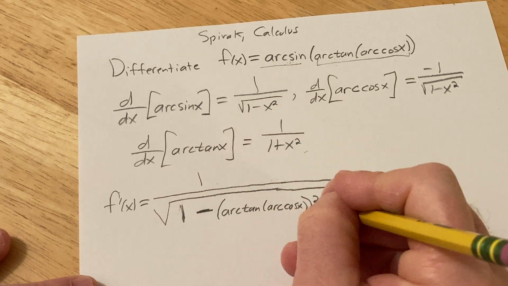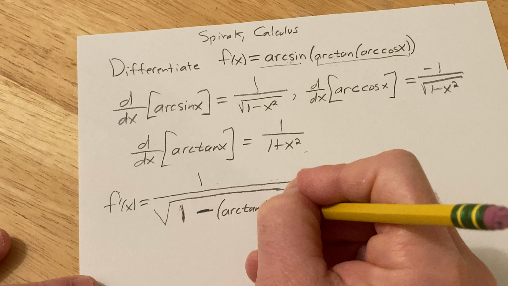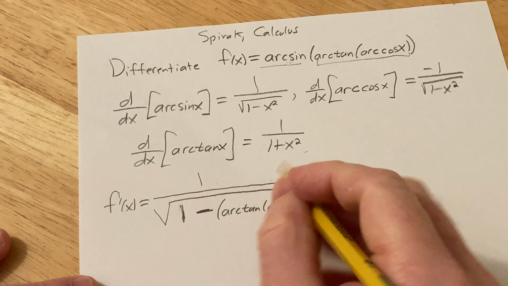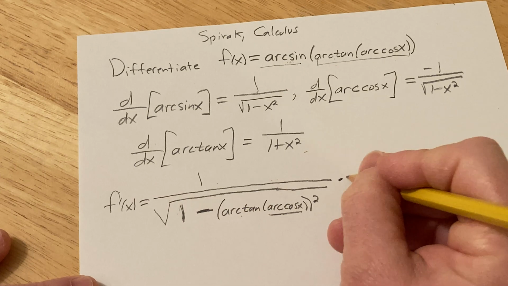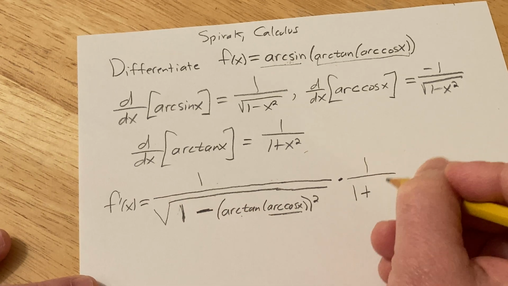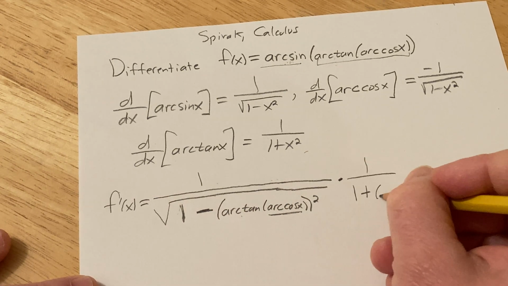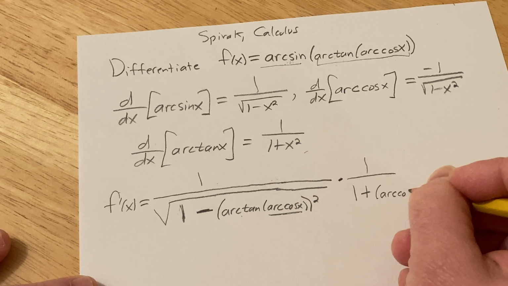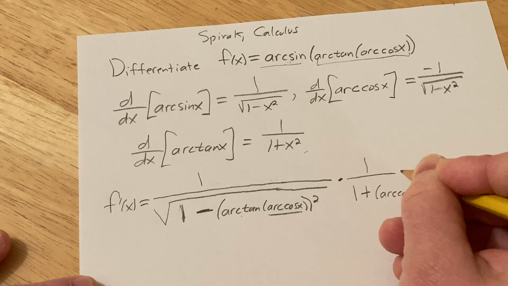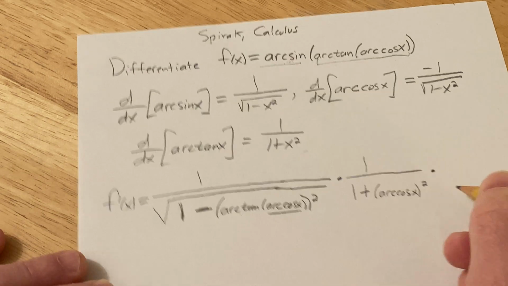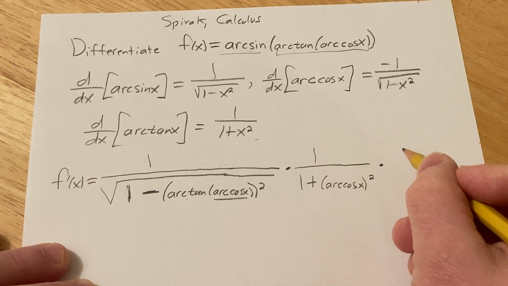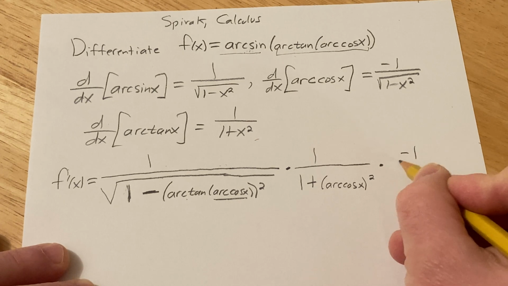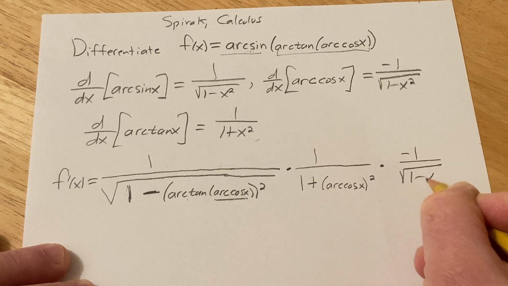Now we multiply by the derivative of the inside here. So now we're going to use the arctan formula. This is our inside piece now. The derivative of arctan is 1 over 1 plus x squared, but instead of x, it's arccosine x squared, times the derivative of arccosine, which is just this here. That's the derivative of the inside. So negative 1 over the square root of 1 minus x squared.